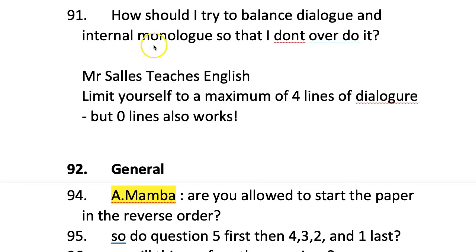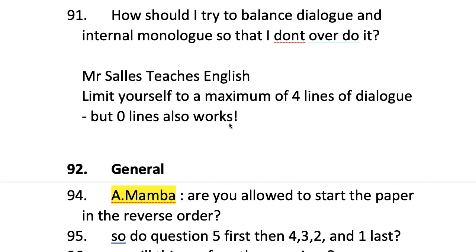And how should I try to balance dialogue and internal monologue so that I don't overdo it? That's a really great question to end the narrative section on. And my advice is limit yourself to a maximum of 4 lines of dialogue. I don't know why I wrote that. I'm obviously getting a little bit punch drunk. But my other advice is 0 lines of dialogue also works.